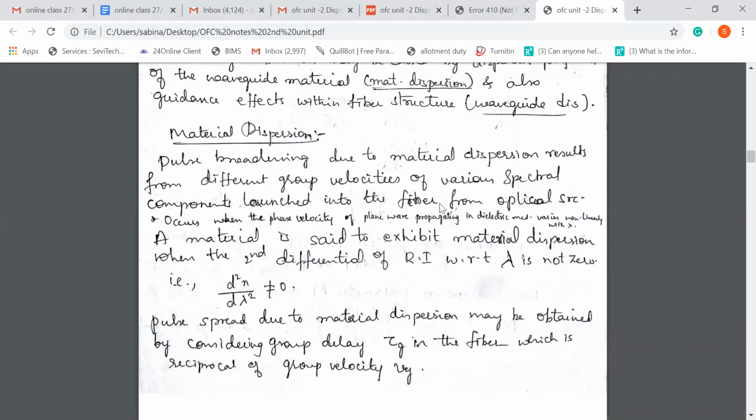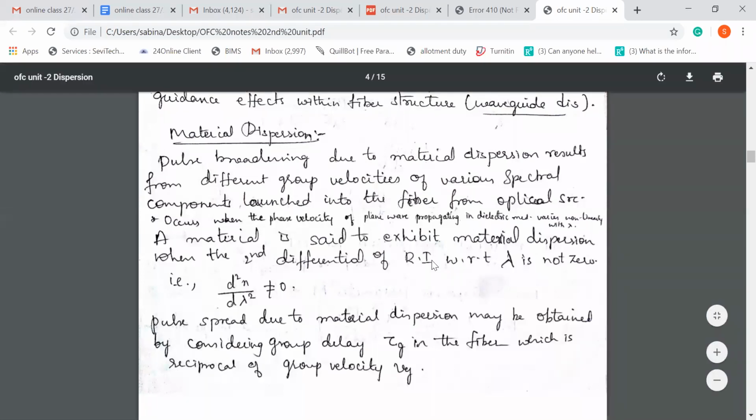This is the material dispersion. What is the meaning of material dispersion? Pulse broadening due to material dispersion results from the different group velocities of the various spectral components launched in the fiber. Whatever I told, they have written actually.